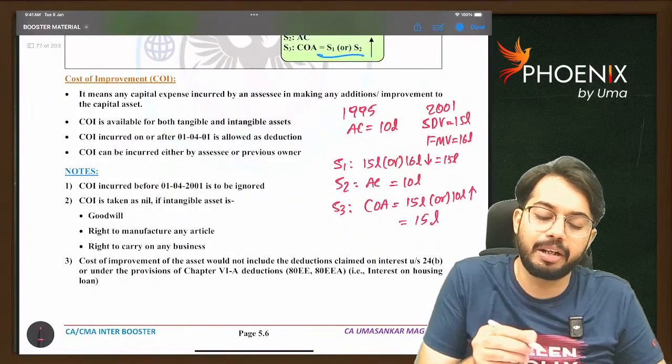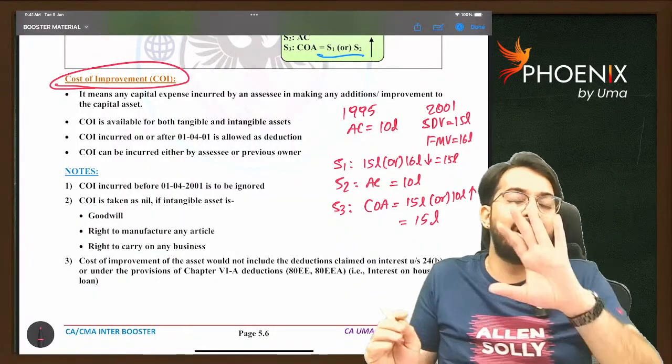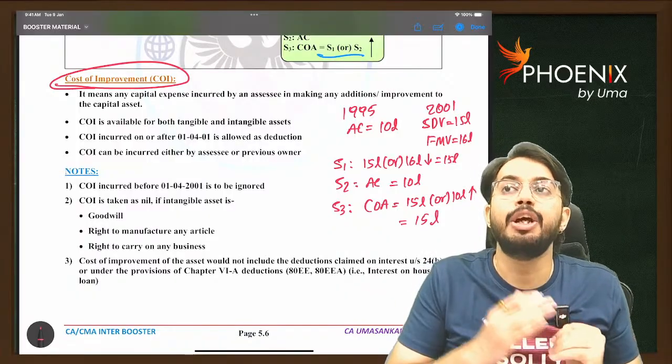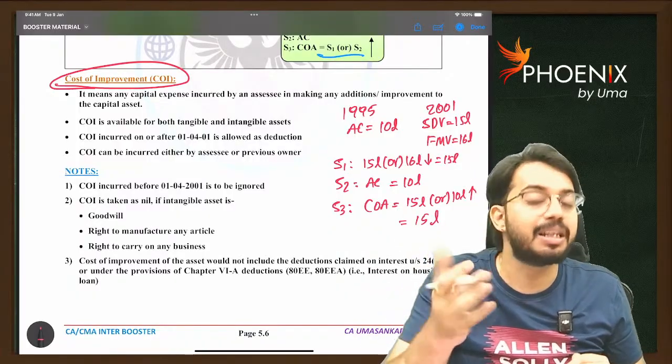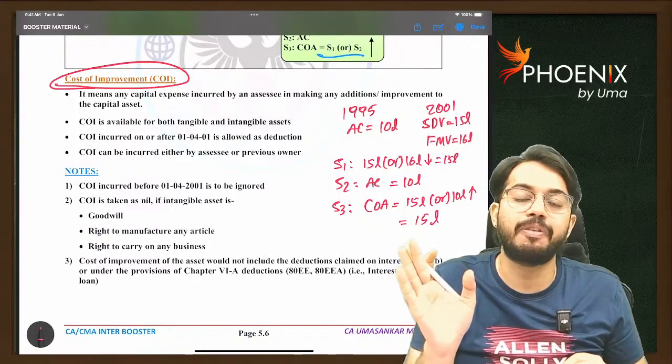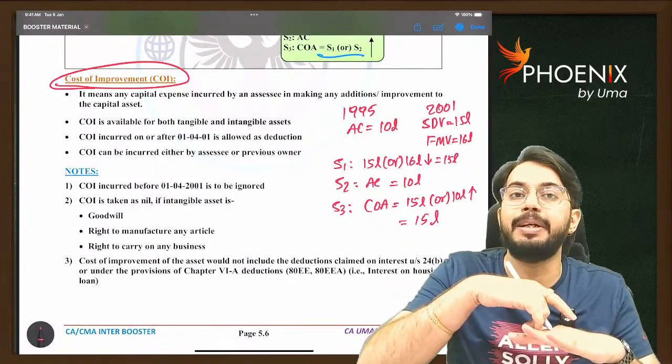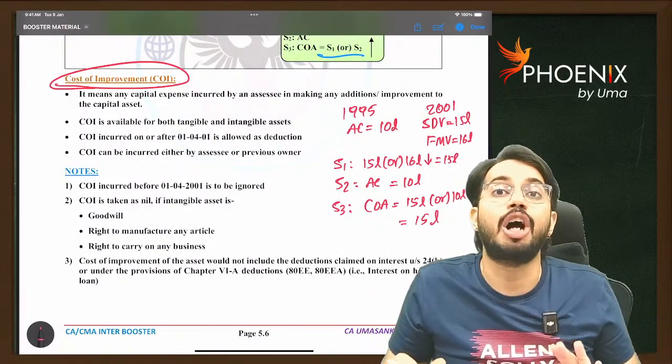Cost of improvement. You know improvement, right? Very, very important. You purchased one capital asset. On that capital asset, you are paying revenue expenses. Revenue expenses are not cost of improvement. On a capital asset purchase, if you incur any capital expenditure, that will be considered as cost of improvement.